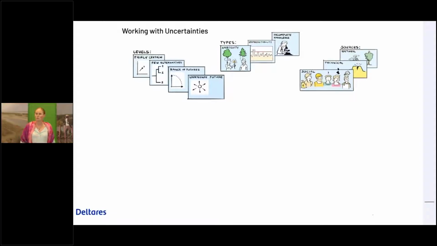And then there are different sources of uncertainties. There are social uncertainties, depending on what people want, what financial aspects are there, legal. There are technical uncertainties and natural uncertainties. And these are the natural dynamics that were already mentioned a bit also by Simeon.